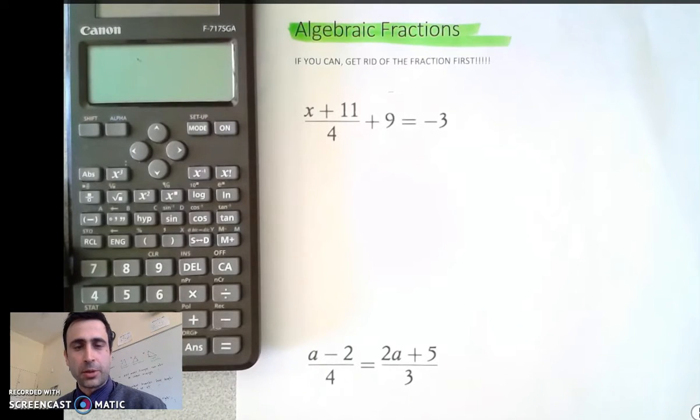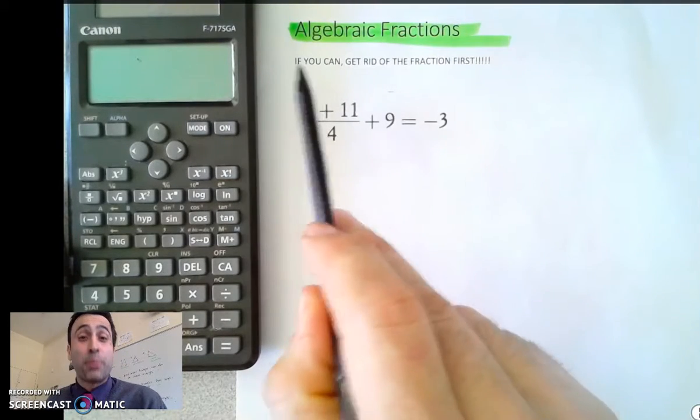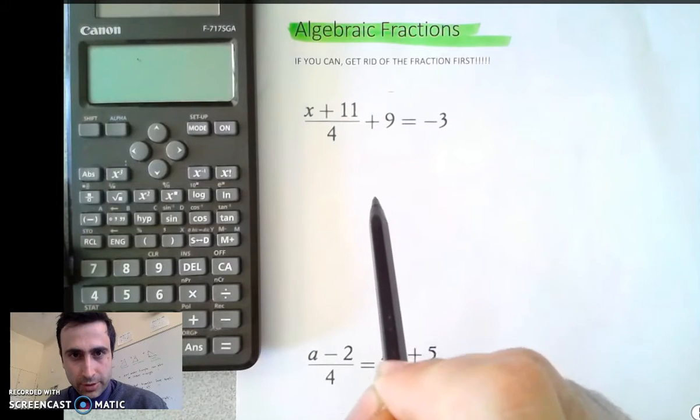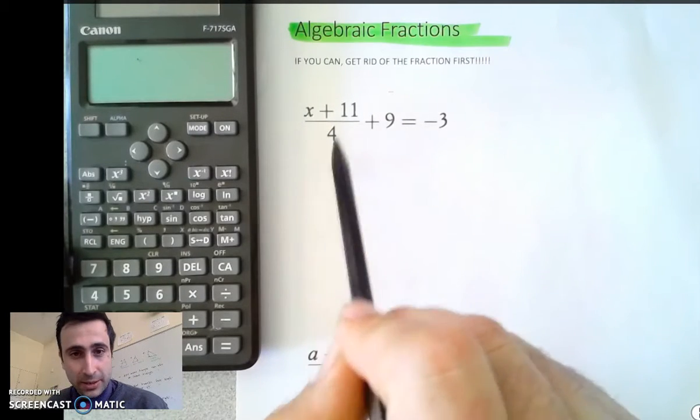Now, what we're doing at the moment is algebraic fractions. This is the last lesson that we're doing, and it's really much the same as everything else. You get a feel for them the more that you do them, and so really there's only one way to get started, and there's only one point that you need to know. And if you can, get rid of the fraction first, because that fraction complicates things.